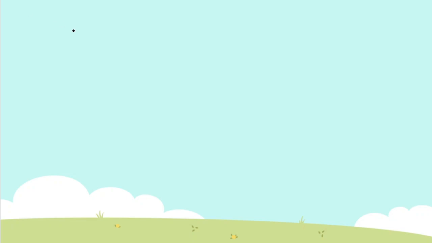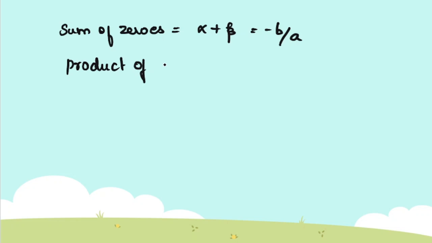What is the sum of zeros? Sum of zeros is equal to alpha plus beta, which is equal to minus b by a. Product of zeros is equal to alpha beta, which is equal to c by a. Okay, c by a. Now we saw this for a quadratic equation.